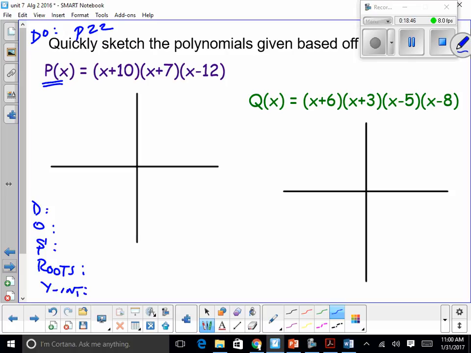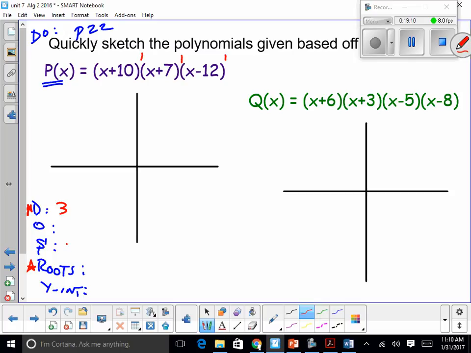All right, what's the degree? 3 is the degree. What is the number of solutions? 3. Yeah, those 2 always match. That means there'll be 3 points somewhere on there.